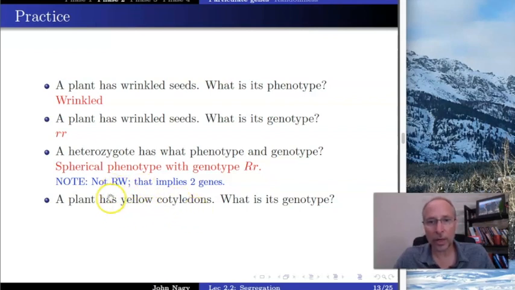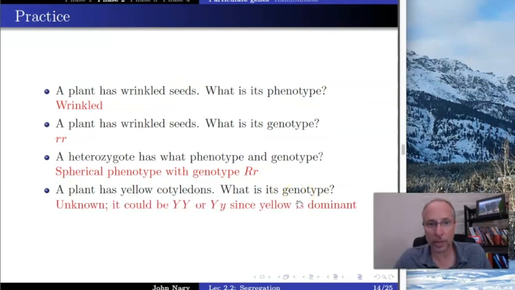Okay, now what about yellow cotyledons, the yellow color of the seed? A plant has yellow cotyledons. What's its genotype? Now, in this case, remember, yellow crossed with green gave us yellow, which tells us that the yellow is dominant. In that case, then we don't know exactly what the genotype is, but we can at least say what it could be, because it could be homozygous dominant or it could be heterozygous.